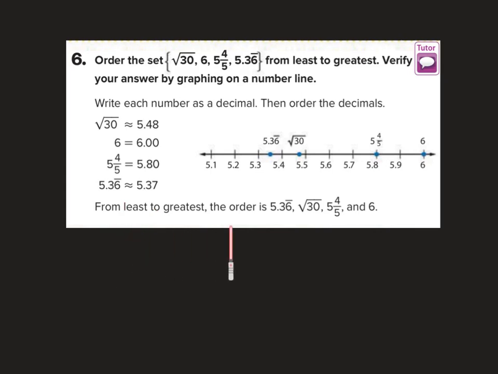So from least to greatest, the order would be 5.36 repeating, the square root of 30, because the square root of 30 was 5.48, 5 4/5 because that is equal to 5.80, and finally 6 because 6 is just the largest value.